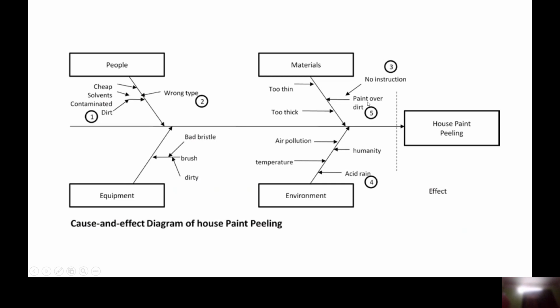And under material, paint over dirt. The very important thing is that whatever is on the wall, we have to remove all the impurities, all the dirt, everything should be removed, and only then paint. If you are trying to paint over dirt, it is also a material problem. And finally, no instructions. If you are not getting instructions, of course, this is not ideal under the materials. So under the materials, these are the problems: the paint should not be applied over dirt, and it should not be too thin or too thick.